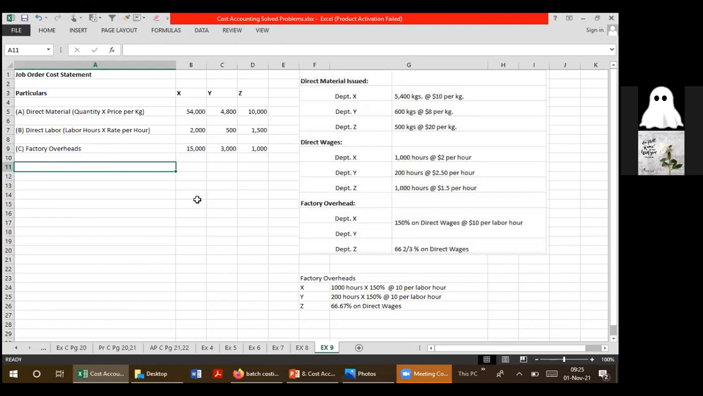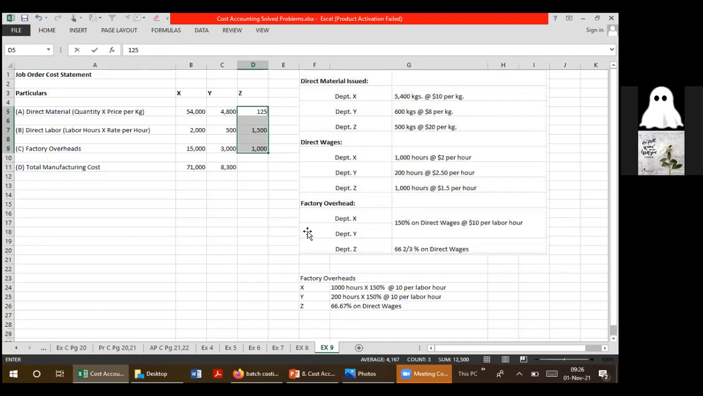Okay, we got that. Now we have our total manufacturing cost, at least, because we don't have the other items. So total manufacturing cost for X is 71,000, for Y is 8,300, and for Z is 12,500. So that's the solution.